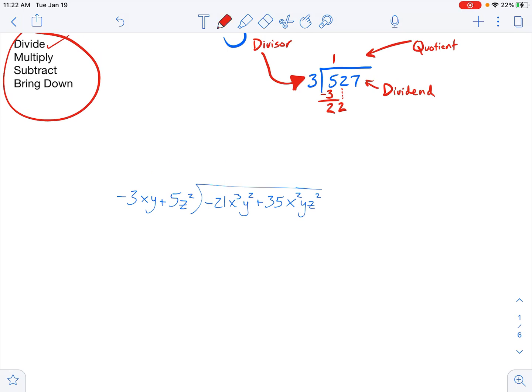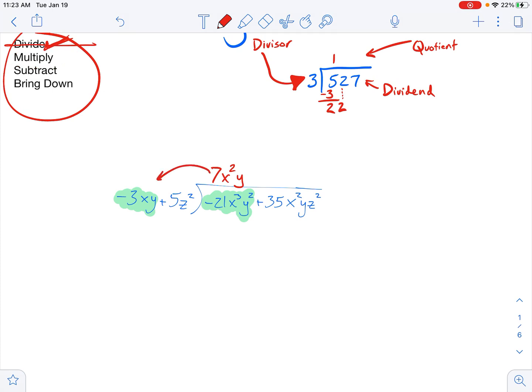So when I'm looking at this problem, what I want you to do is just focus on the first terms. That's all you're going to maintain your focus on. So I will first do my dividing. Negative 21 x cubed y squared divided by negative 3xy. So 7 will go in. I need an x squared and a y.